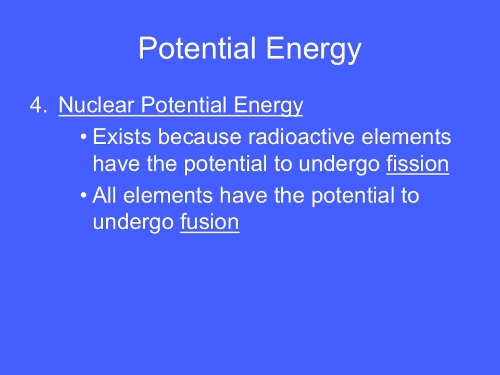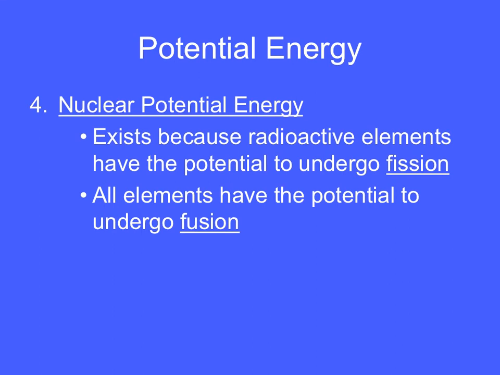The fourth one we did talk about when we talked about the atom, and this is nuclear potential energy. Nuclear exists because all of our radioactive elements, which are elements 85 and above, have the potential to undergo fission, and all of our elements on the periodic table have the potential to undergo fusion. Now, I know when we talked about fusion, we really only talked about hydrogen and helium, and that's because that's what we're looking to use as humans for fusion. But really, all of the elements on the periodic table are capable of this.